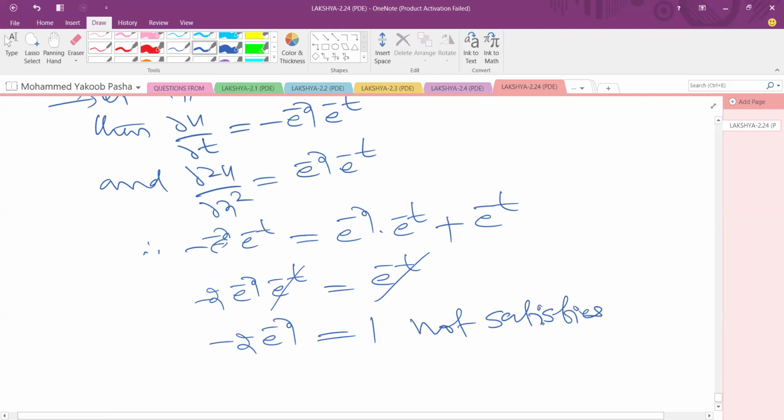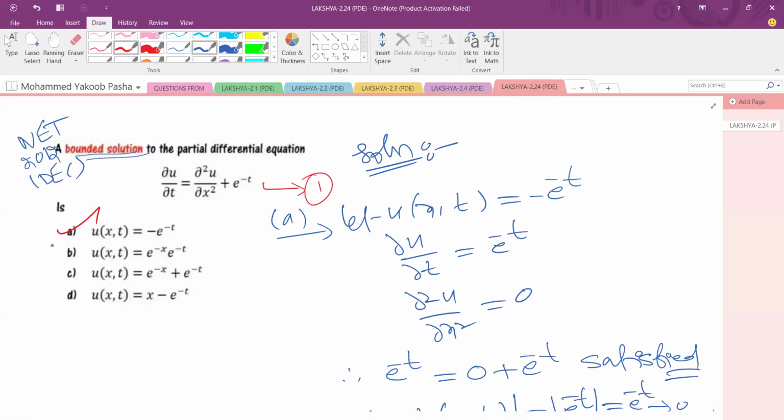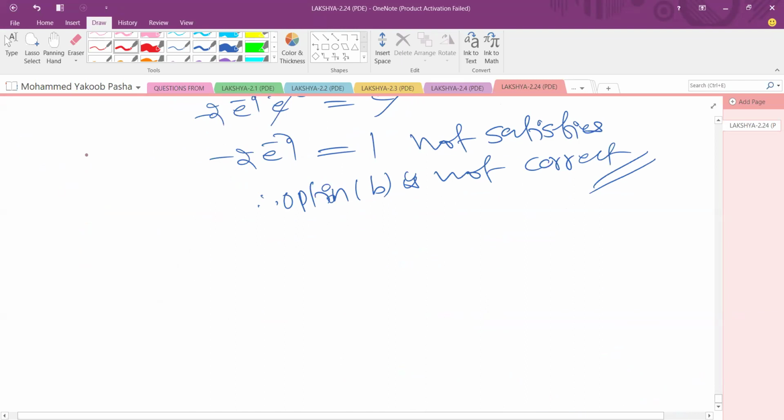So what about my option B? Therefore option B is not correct. Now go for option C. Let's check option C. U of x comma t is equal to e power minus x plus e power minus t. Is it bounded or not? First we need it to be a solution, then it needs to be bounded. First I am checking for solution.